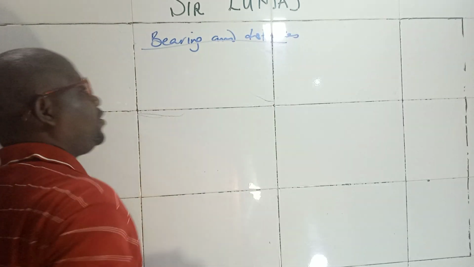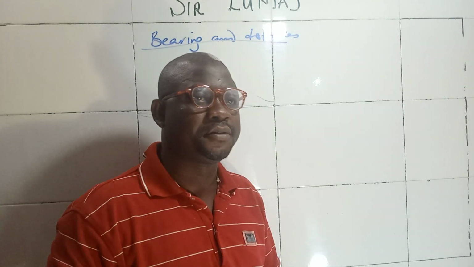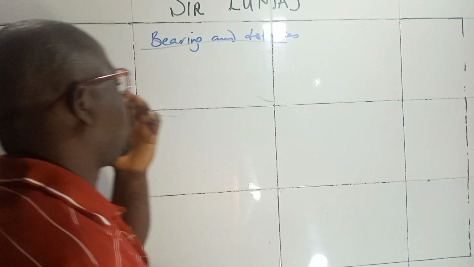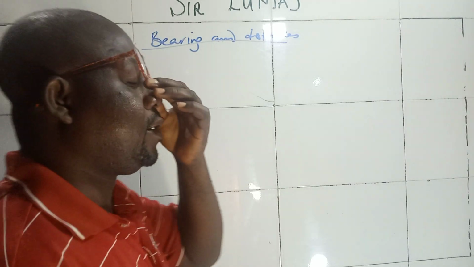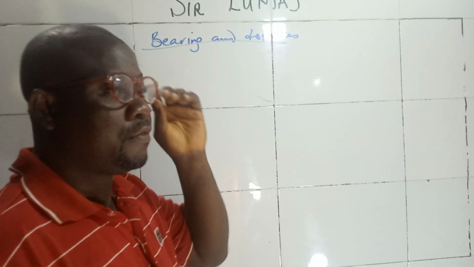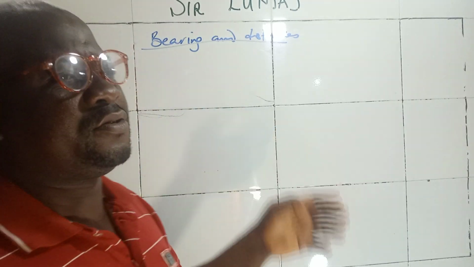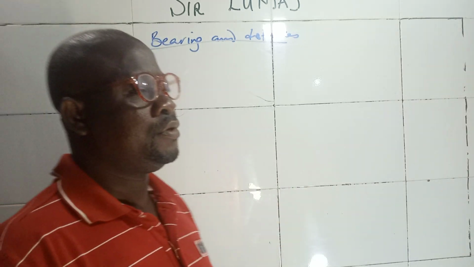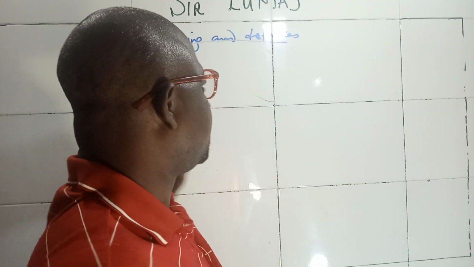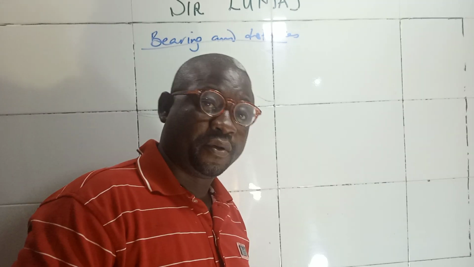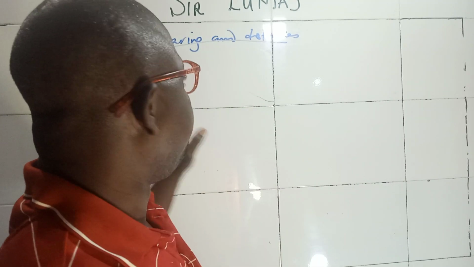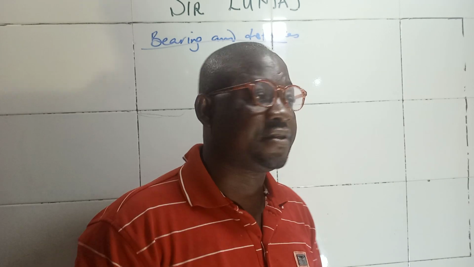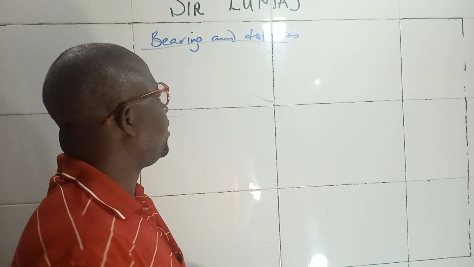In my last lecture, I spoke about elevation and depression. Under it, I talked about SOHCAHTOA and Pythagoras theorem. Here, we'll be talking about something new again, like cosine rule and sine rule. But first, let's understand the principle behind bearing and distances.